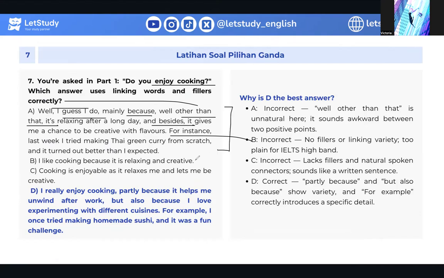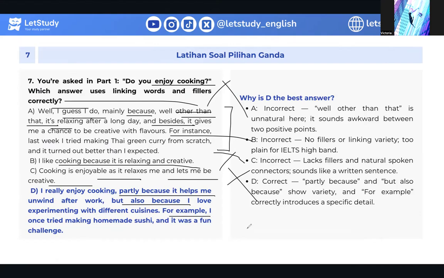And the use of "other than that", itu salah. Jadi, itu salah. B, I like cooking because it is relaxing and creative. It's too short. Jadi, no fillers or lacking in variety. C, cooking is enjoyable as it relaxes and lets me be creative. Again, way too short. D, I really enjoy cooking, partly because it helps me unwind after work, but also because I love experimenting with different cuisines. For example, this one is correct because the use of linking words and fillers itu benar.